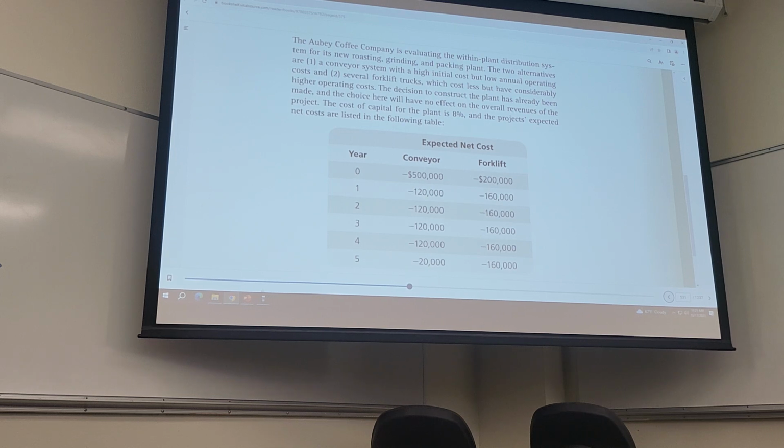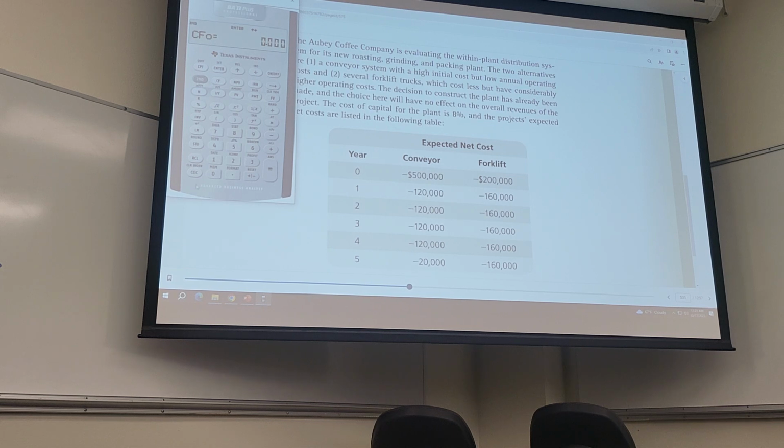So let's bring up the calculator real quick, and let's get this in. I'm going to do the conveyor first. 500. I'm not going to do the whole 500,000, just 500 in thousands. Okay. So 500,000 there. Then it's followed by 100, let me go back, negative. And it's going to be followed by 120,000 negative. And that's going to occur for 4 consecutive years. Let's make life simple. So the frequency is going to be 4. And then the next cash flow is going to be the negative 20 in year 5. Okay? There's my cash flows.